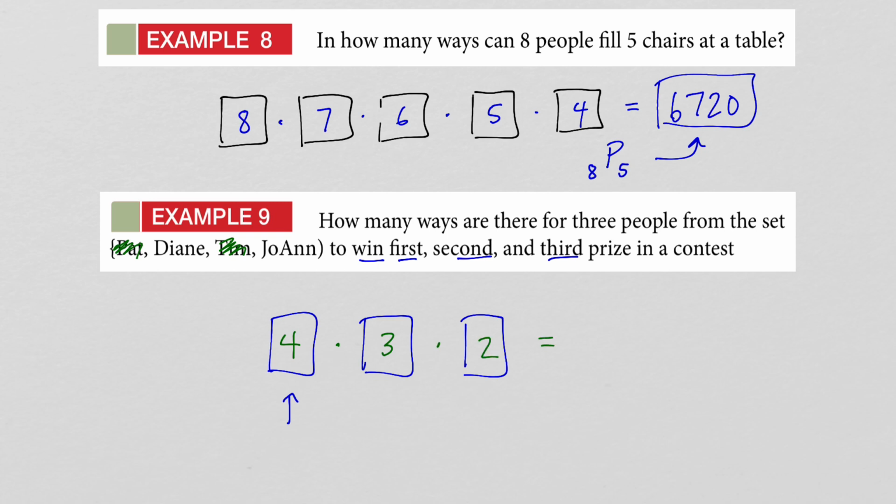And 4 times 3 times 2 is equal to 24. Now, of course, you also could have used the permutation formula, 4 objects, picking 3 of them. And you can get the same answer by using the formula. But again, I just think that this is just an easier way to think about it.